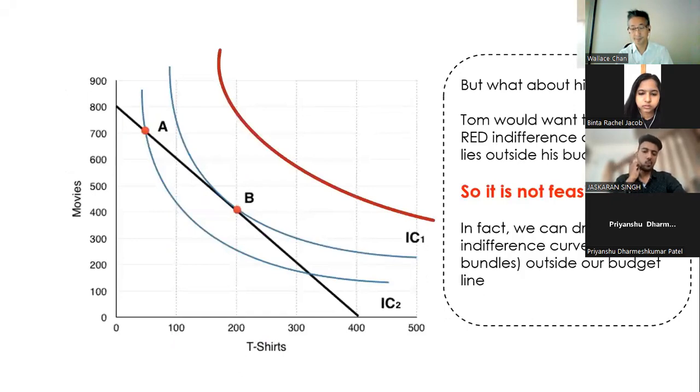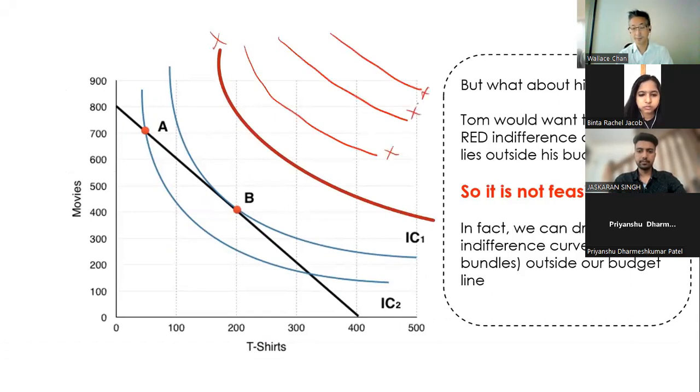So remember the budget line, right? We took into account prices and income. What does it mean? It means that any bundle outside the budget line is not feasible for Tom. Tom cannot go there. So automatically Tom would want to be on the highest curve he can reach. Similarly, remember, he could have a series of indifference curves, and none of these upper ones are feasible. They're all outside his budget line.